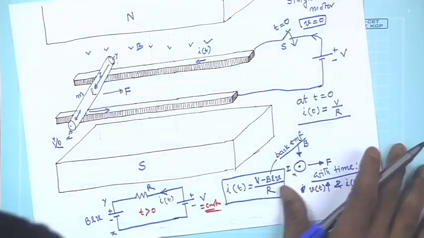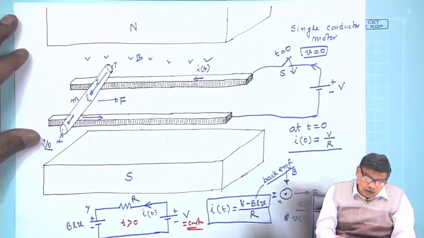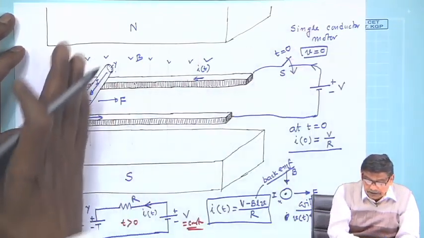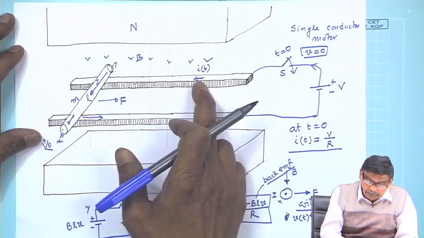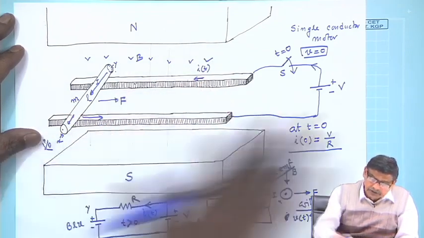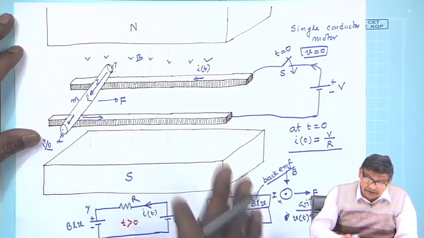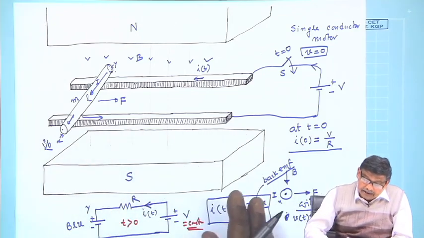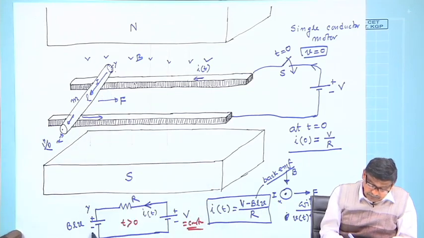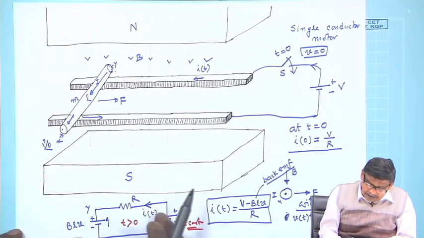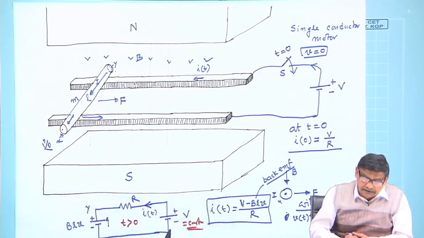Now, let us see physically what is happening. You switch on the supply, it starts accelerating. So long as this I t is present, B I L is there, therefore it will go on accelerating, velocity is increasing. And as velocity increases, the back EMF will also go up, thereby the current value will decrease.